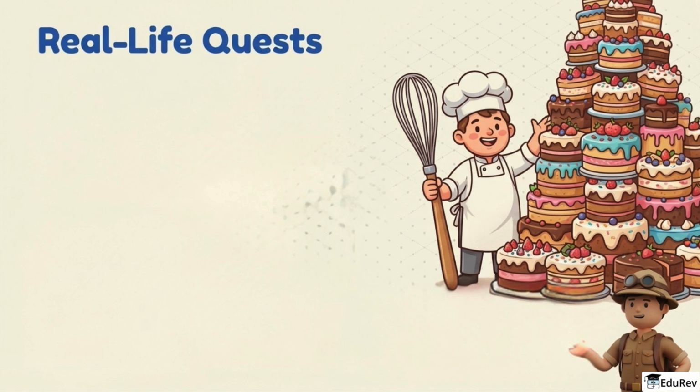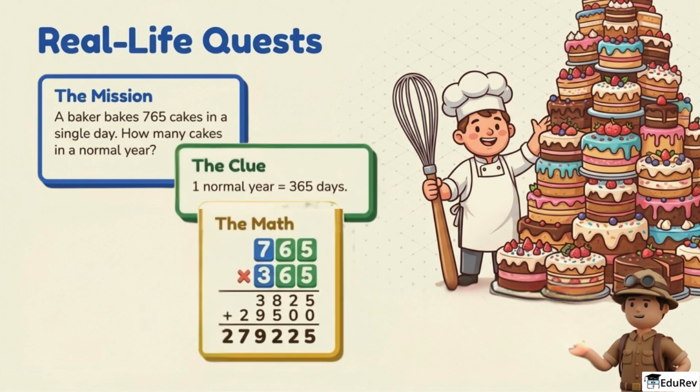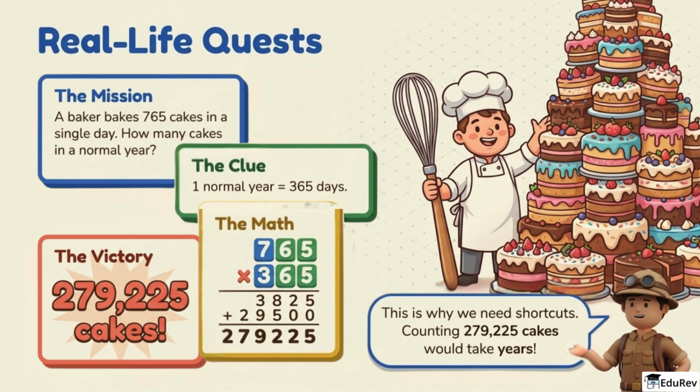Now let's use multiplication in real life. A baker makes 765 cakes in one day. How many cakes would that be in 365 days? That means we calculate 765 times 365. When we solve it, the answer is 279,225 cakes. That's a huge number. And this is exactly why multiplication matters in real life. Without multiplication, counting something this big would take forever.